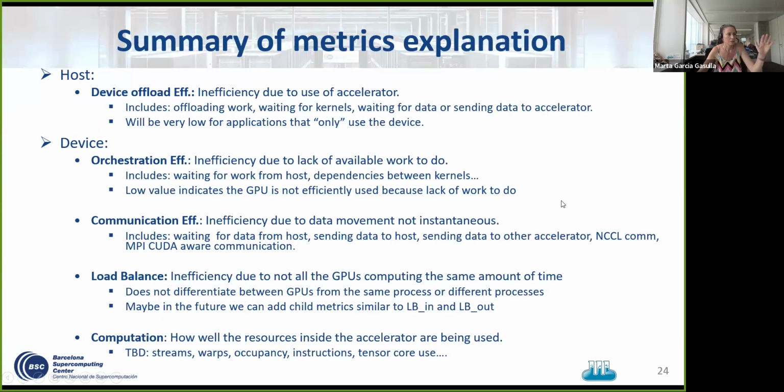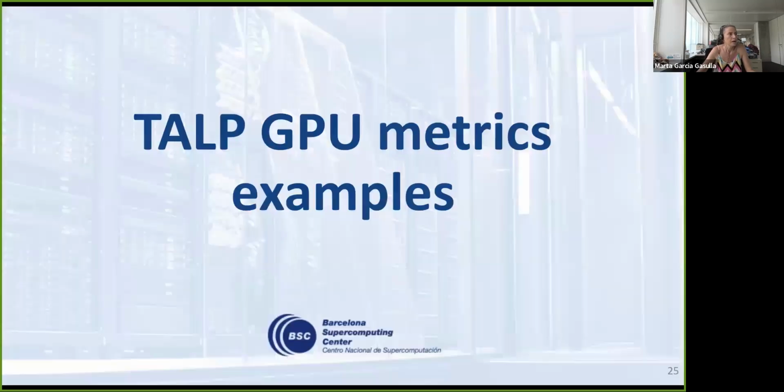So here, just to recap, is a summary of the new metrics that have been added in TALP, what they mean, and, for a low efficiency, how we can interpret it. And now I am going to share some examples.